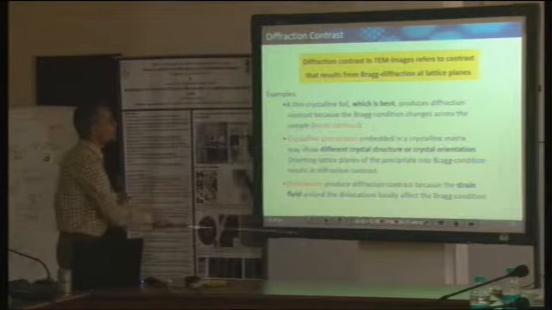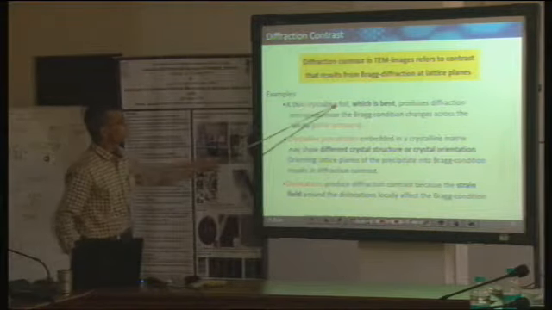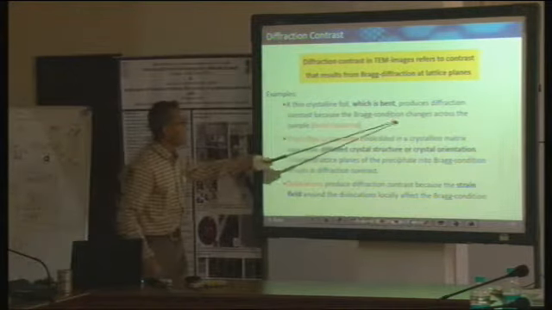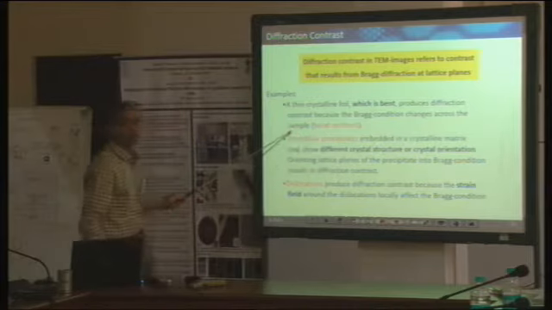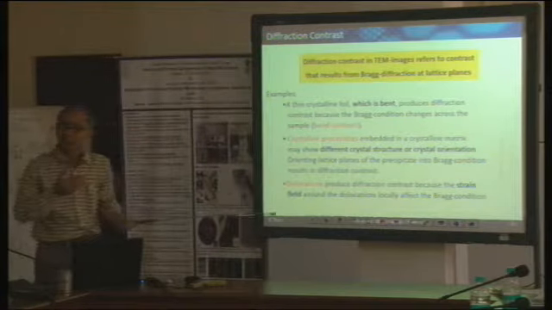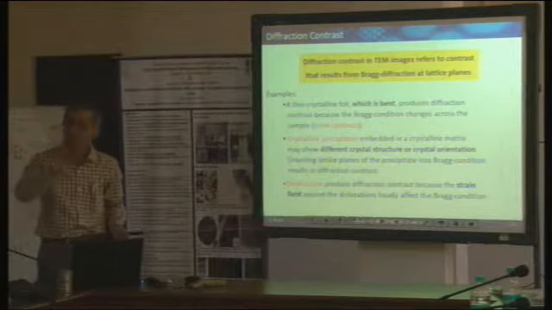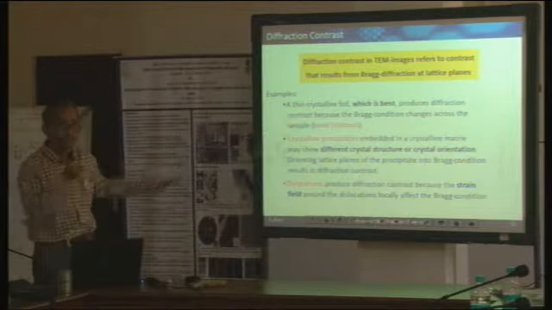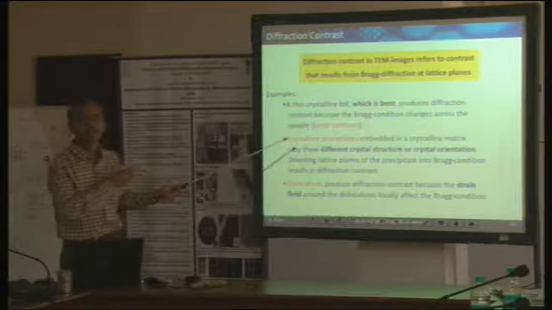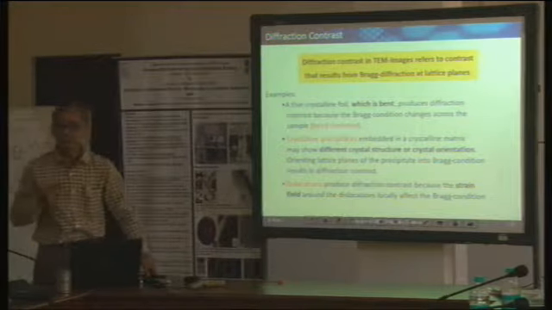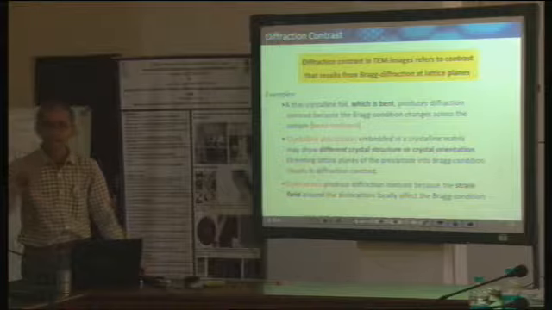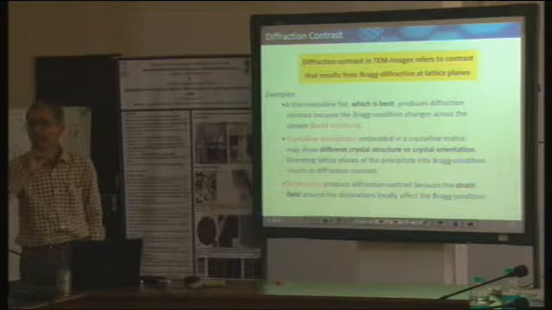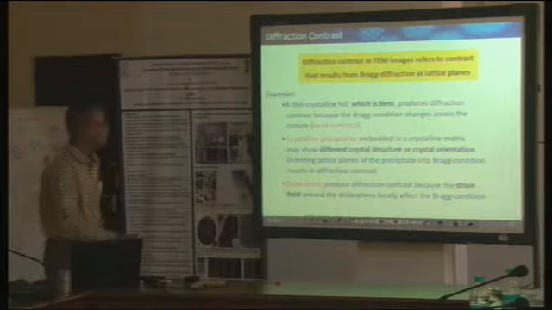And maybe here are some examples. A thin crystalline foil which is bent produces diffraction contrast because Bragg diffraction changes across the sample. And my Bragg equation is suitable to detect that change in the Bragg condition, because the Bragg diffraction condition for electron microscopy deals with angles which are just 1 degree, and therefore any small change in the lattice planes, in the bending of lattice planes, will be detected.